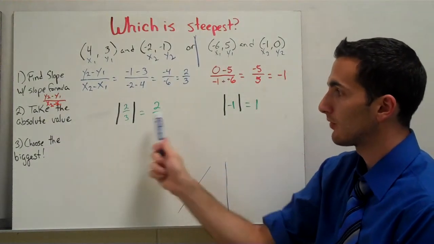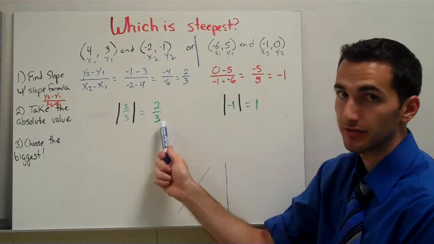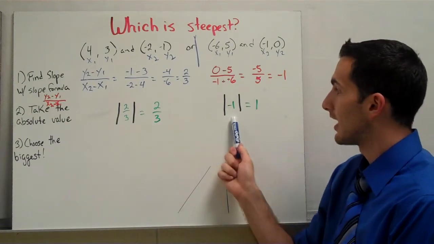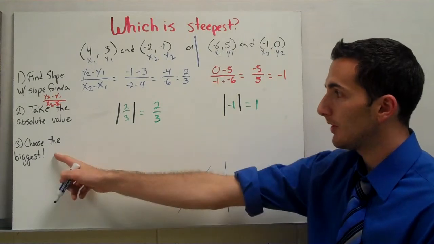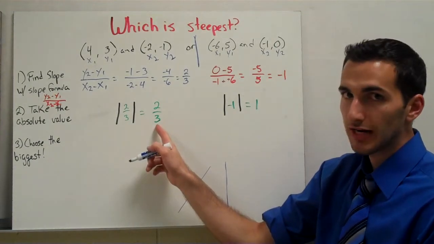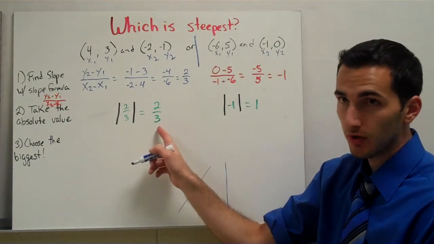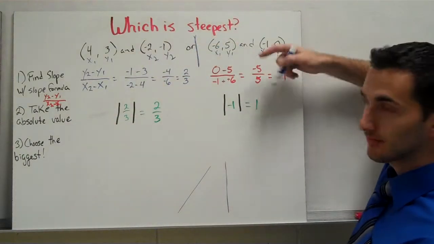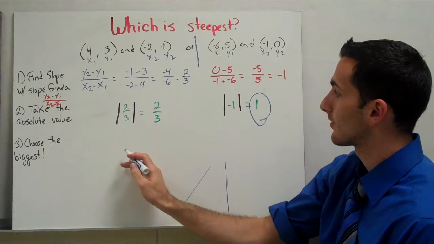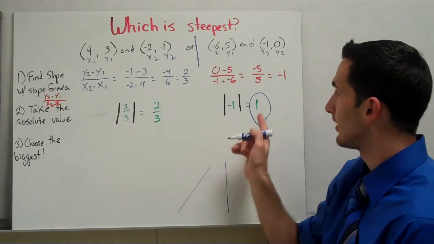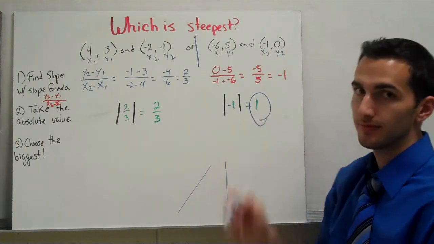The absolute value of 2/3 is 2/3. Remember, that's the distance away from 0. The absolute value of -1 is a positive 1. Well, which one's bigger? 2/3 is a fraction. That's got to be smaller than 1. 1 is a whole number, so that's got to be my bigger one. So the steepest slope is this one, is number 1.